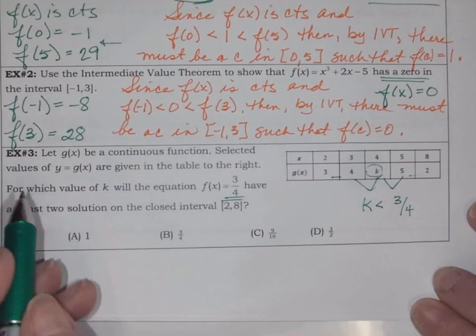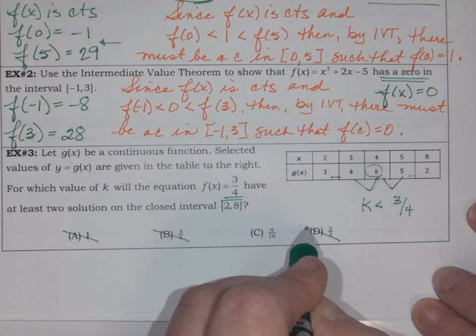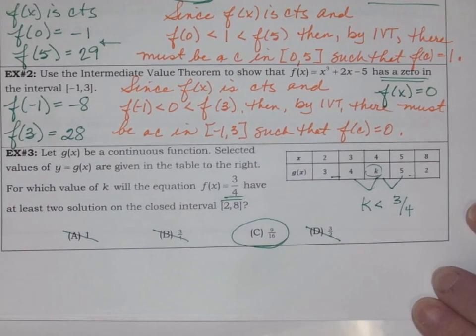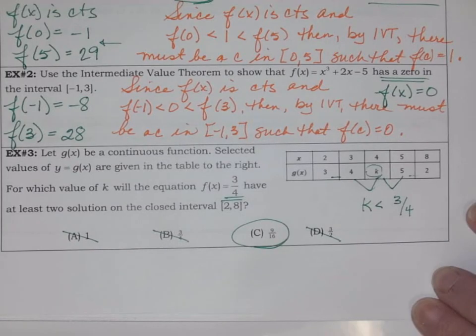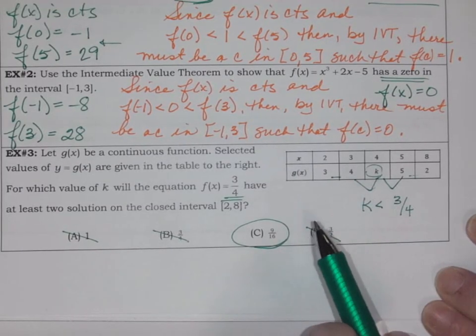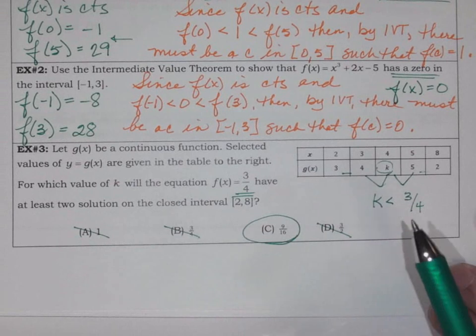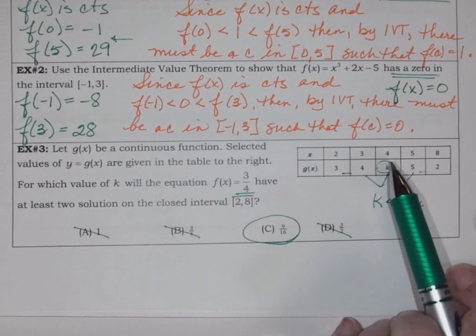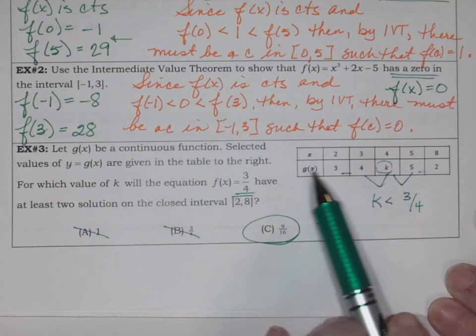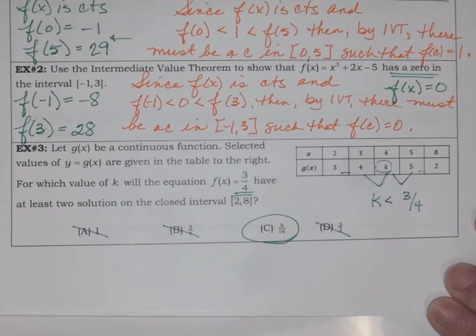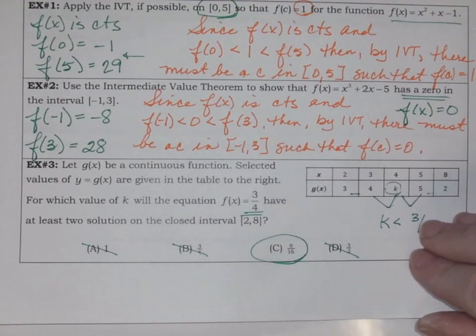So if I look at these, that one, that one, that one, this one is the one that is below 3/4, okay? So this is like a typical multiple choice style problem on the AP exam, okay? So you just gotta know that this guy has to be below the y value that you're looking for. All right, let's see what's next.